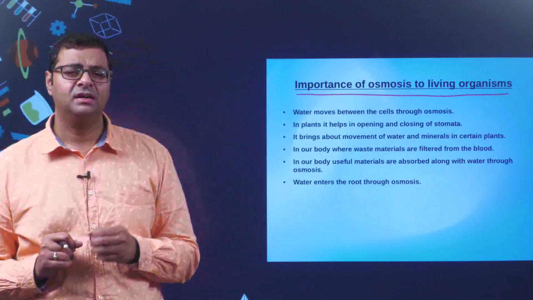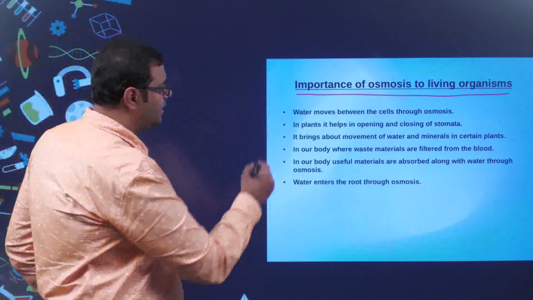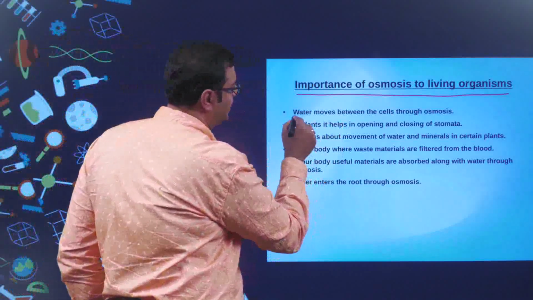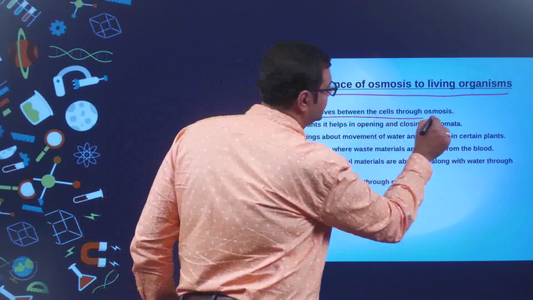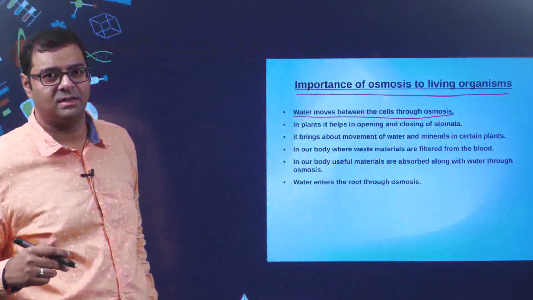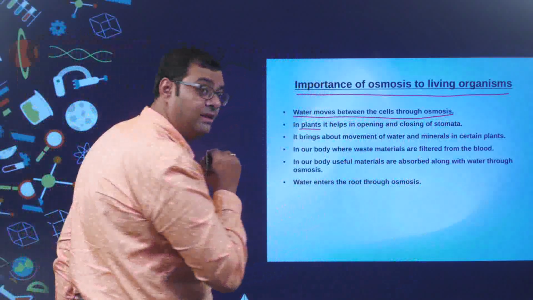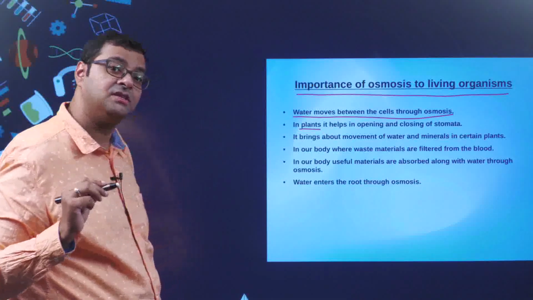Is that clear, children? Okay. Now let us go point-wise so that I can explain one by one. Now you know in osmosis that water moves between the cells through osmosis. So water is moving between the cells. Now in plants, there is osmosis occurring.